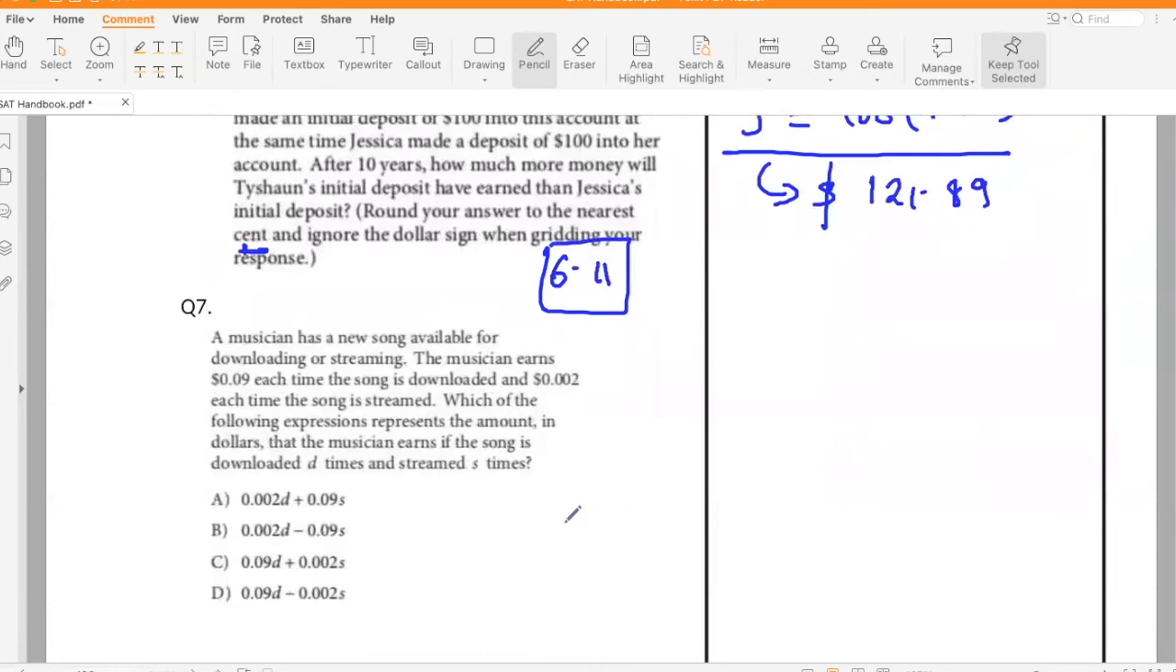A musician has a new song available for downloading or streaming. The musician earns $0.09 each time the song is downloaded and $0.002 each time the song is streamed. Which of the following represents the amount in dollars that the musician earns if the song is downloaded D times and streamed S times? Okay, so if it is downloaded D times, then he earns 0.09D. Plus for the S streams, he earns 0.002S. So 0.09D plus 0.002S, which is option C.